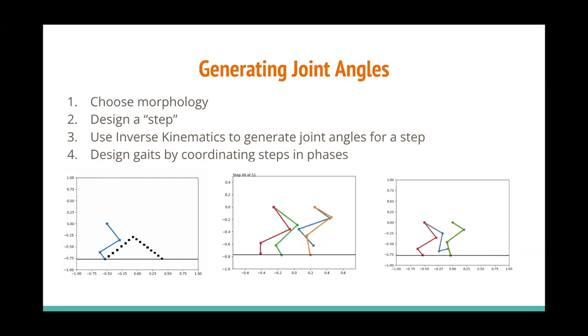Finally, we took our step and we designed several gaits by coordinating those steps. So for example, the middle image here shows a GIF of a walking gait. Walking gait is characterized by one leg leaving the ground at a time and all four legs acting in unison. On the right, we have a canter gait. Canter is defined as two legs leaving the ground at the same time, and specifically two opposite legs, so front right and left rear.